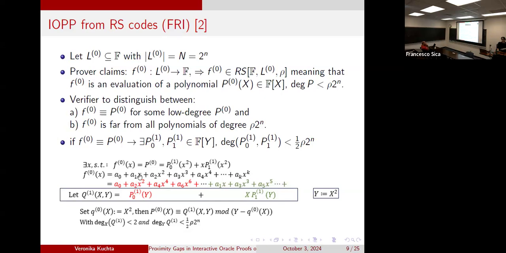And which looks like that. It's a polynomial of degree k. So what we can do, we can split this polynomial into two parts. All monomials with even degree will be put into the polynomial P0(y), right? And all monomials of odd degree will be put into the polynomial P1(y) multiplied by x.